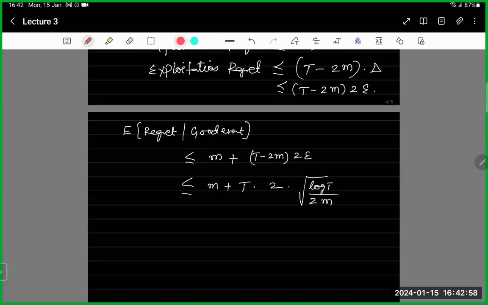Maybe one heuristic is just take these two terms to be equal. Just a heuristic. One is increasing with m, one is decreasing with m. So maybe just as a heuristic, I'll choose an m which satisfies this, let's say. Okay. Now what do we do?